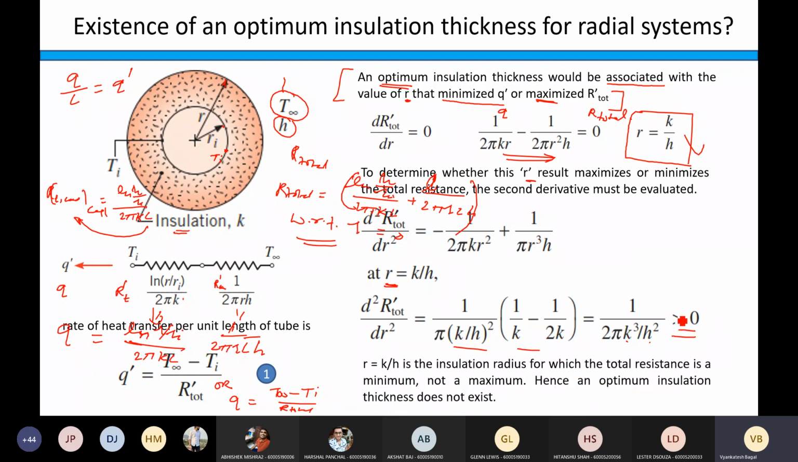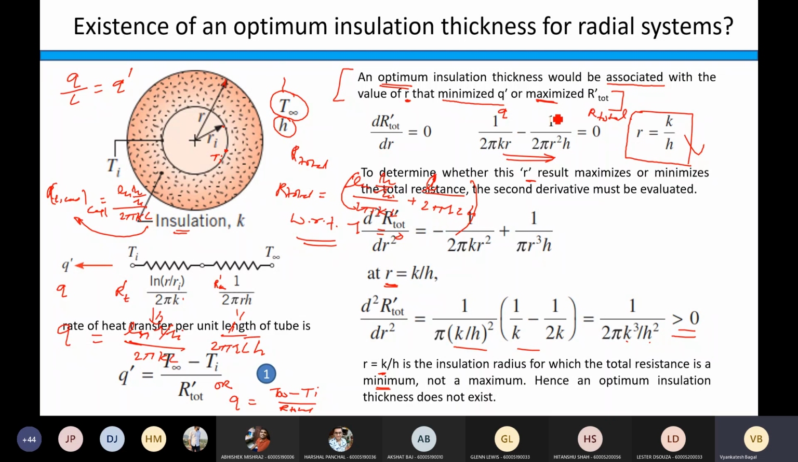So what is the significance of that? Second derivative is greater than 0. So the meaning is that R is equal to K by H is the insulation radius for which the total resistance is minimum. So instead of maximizing the total resistance, it is minimizing the total resistance, right?